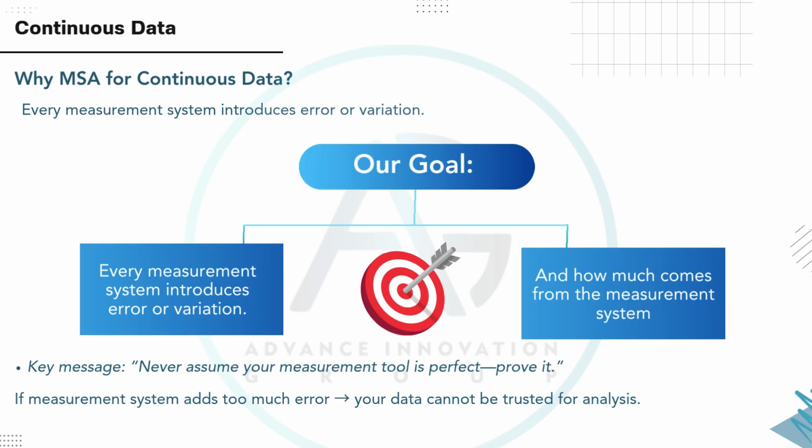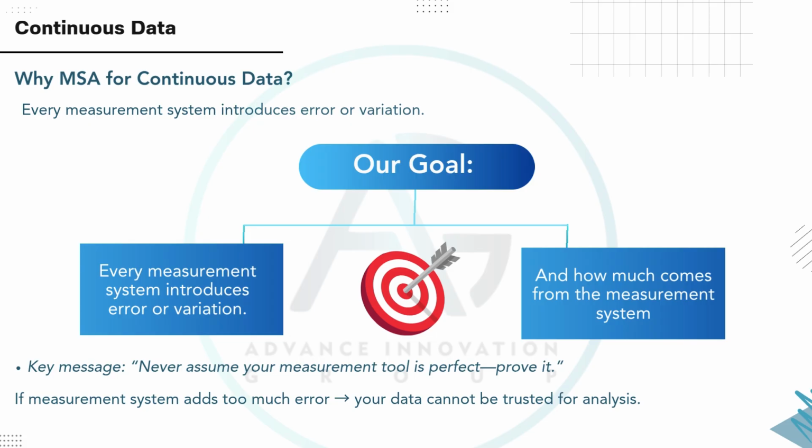This is critical because if your measurement system is unreliable, if it's adding too much error, then the data you're using for analysis might not reflect the real process at all. Here's the key message I want you to take away. Never assume your measurement tool is perfect. Prove it. Because if you don't, and your system adds too much variation, you risk making the wrong decisions based on flawed data.